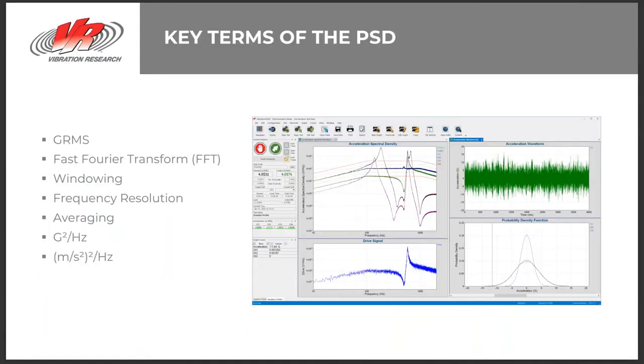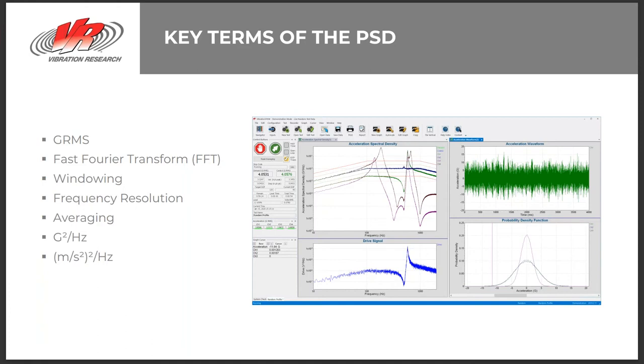A few quick definitions before we go further. So GRMS we defined in the previous slide. FFT, the fast Fourier transform, that's a computer method of shifting data from the time domain to the frequency domain. And the fast Fourier transform is exactly what it sounds like, a faster version of the Fourier transform. Windowing is a method that shapes the data being used to generate or calculate an FFT. Frequency resolution is set by a number of analysis lines to generate both a PSD and an FFT for the FFT calculation.